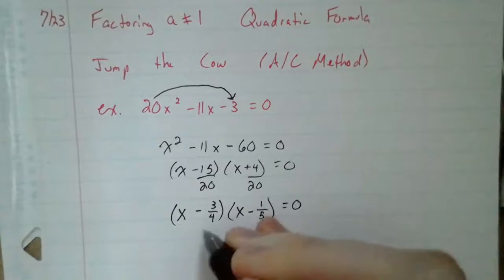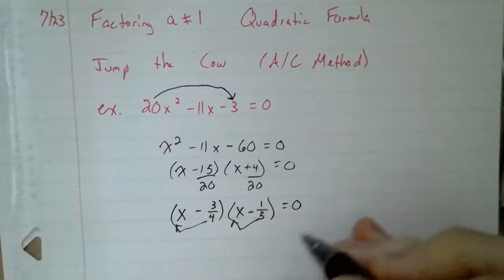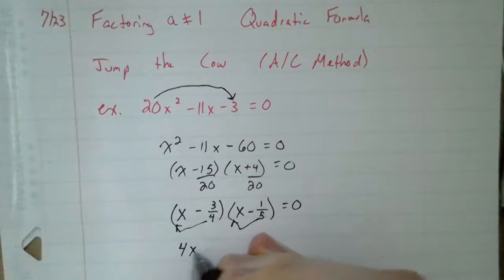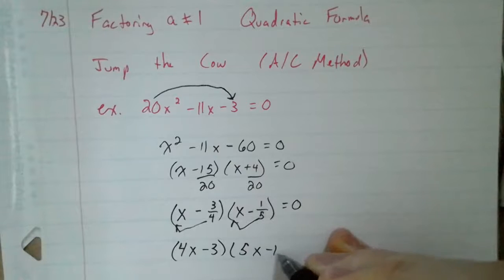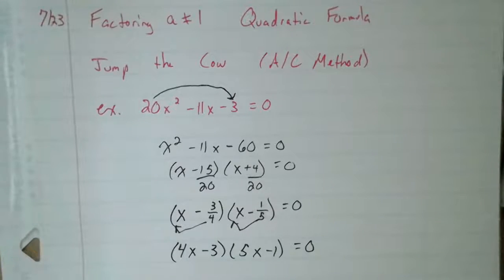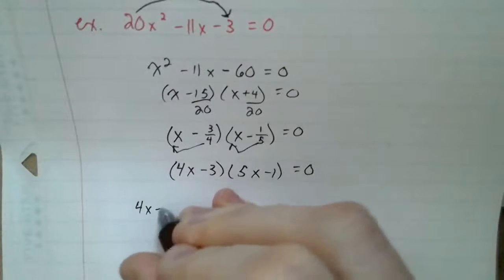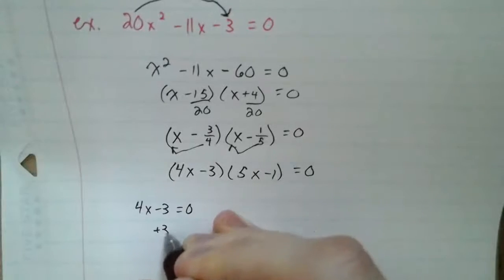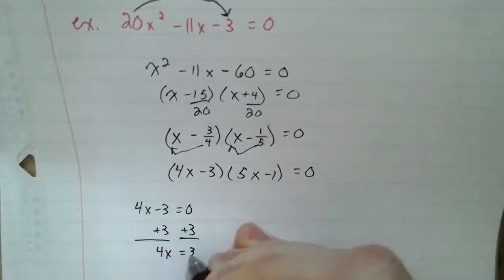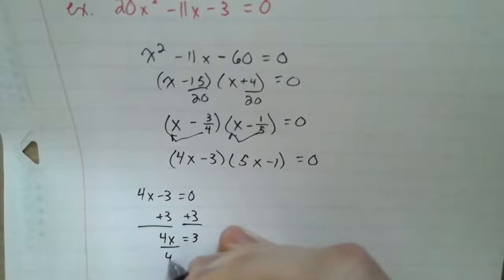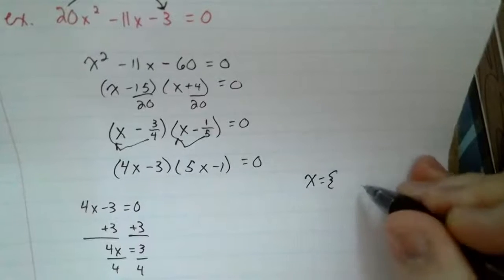Now what we can do is take this 4 and slide it out front. We're going to take this 5 and slide it out front. And we end up with 4x minus 3 times 5x minus 1. Now I can solve both of these. If you need to, write yourself two equations, set them equal to 0. You can do 4x minus 3 equals 0. You'll add 3 to each side, and you'll get 4x equals 3. Then we'll divide each side by 4, and we find that x equals 3/4.